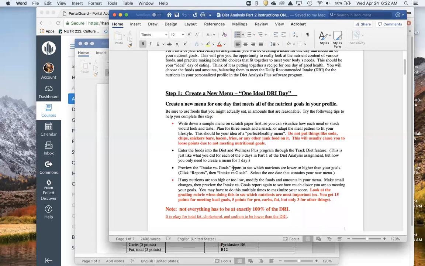Once you think you have made your perfect diet, you're going to go to your Diet and Wellness Plus and click on the intakes versus goals report. This is the report you're going to be turning in. You're going to click on that and see how close you are to the DRI. This is an important thing. You do not have to be 100% of the DRI.